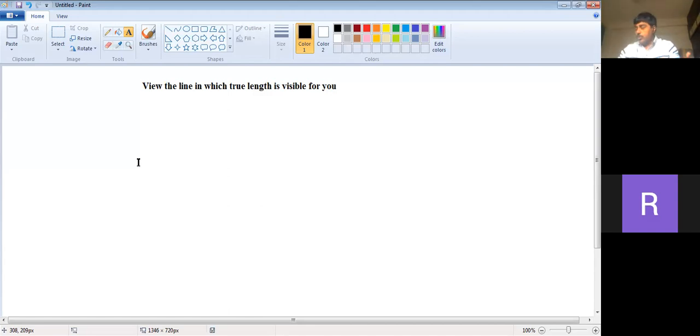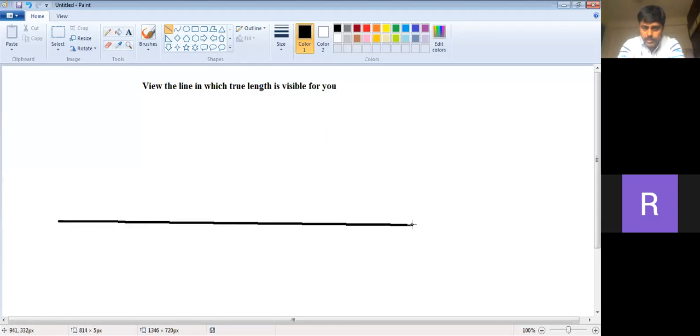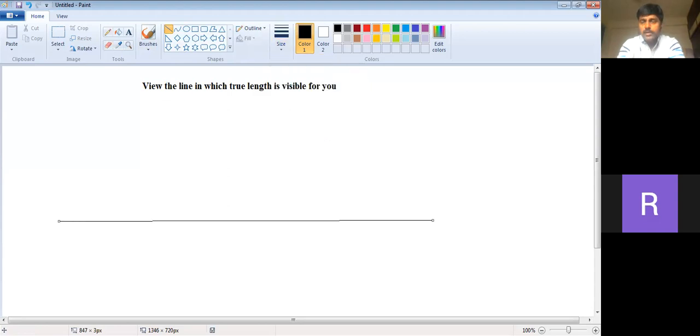Now let me see how we are going to represent the first problem. First, I am taking an XY line. See, this is an XY line. Now the step: they are saying point A is 20 mm above HP. So I am going to locate a point here, 20 mm above HP. Point B they have not mentioned. They told A dash is 20 above HP, which means A dash should always be there.